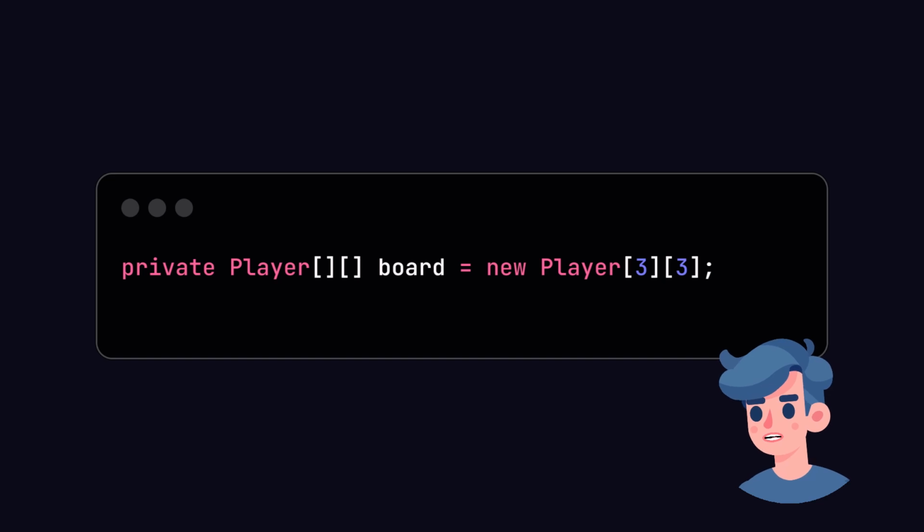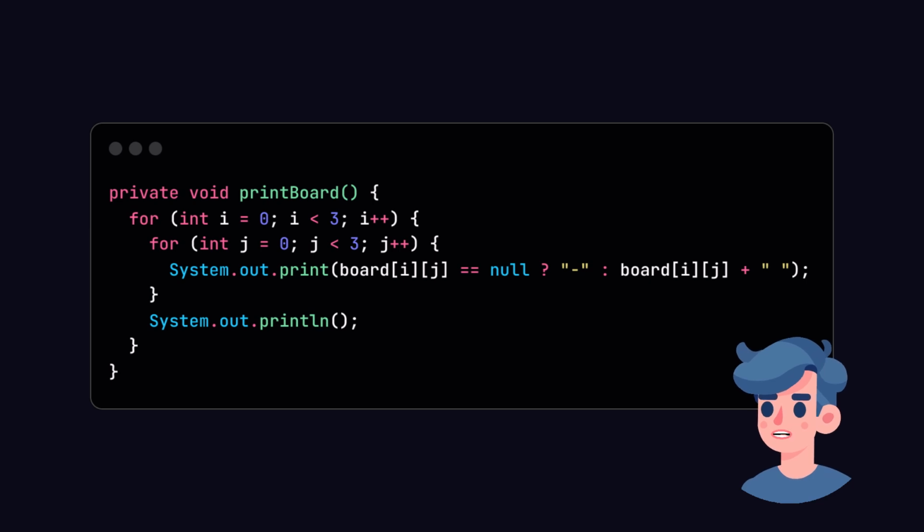Let's add a board representation to our game. We will use a 2D array to represent the 3x3 grid of the Tic-Tac-Toe board. I'll now declare a private member variable named board. In order to visualize the board, we will create a method called printBoard. This method will iterate through our board and display its current state.